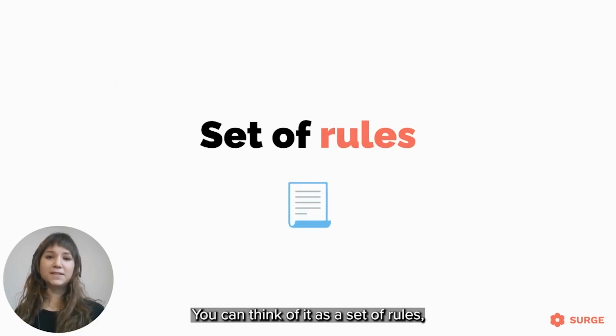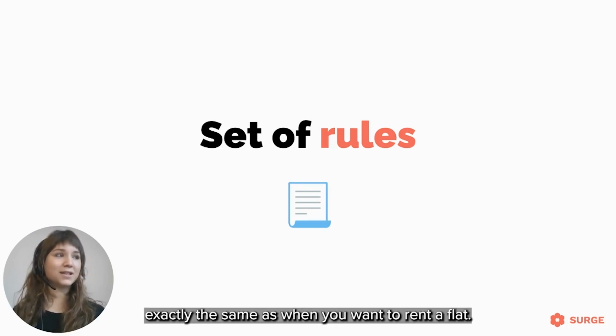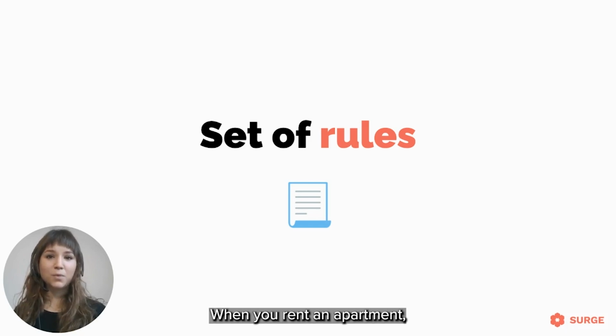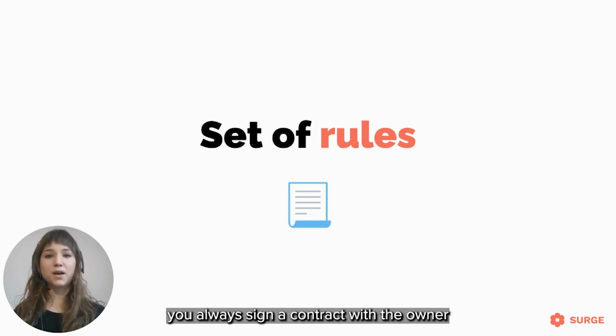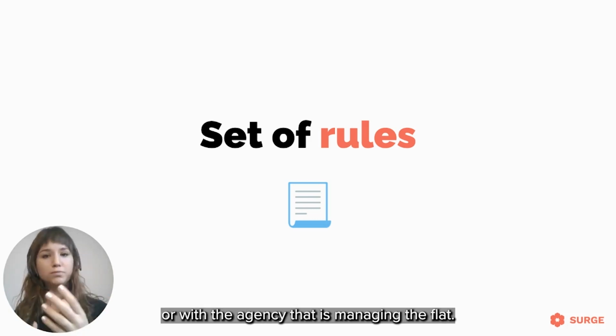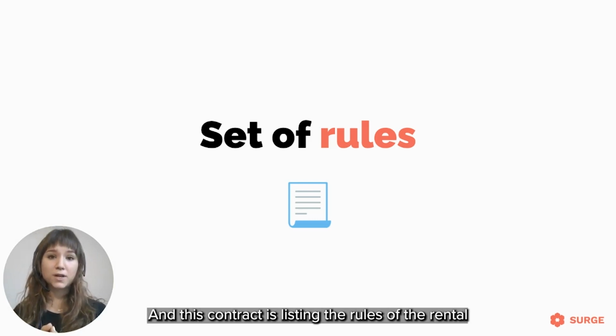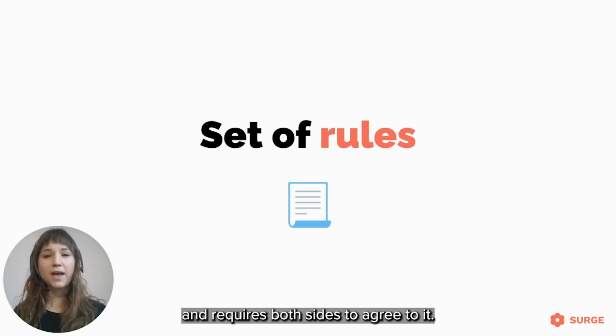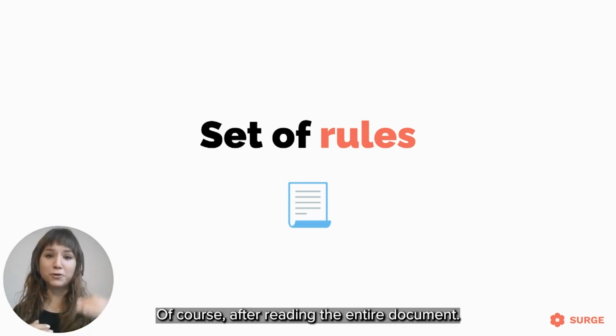You can think of it as a set of rules, exactly the same as when you want to rent a flat. When you rent an apartment, you always sign a contract with the owner or with the agency that is managing the flat. And this contract is listing the rules of the rental and requires both sides to agree to it, of course, after reading the entire document.